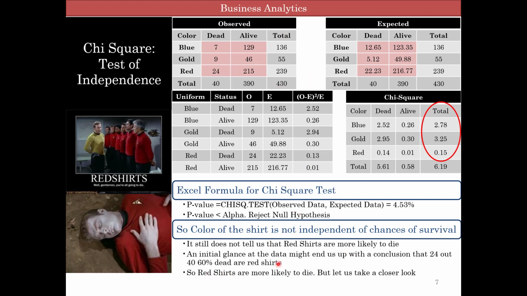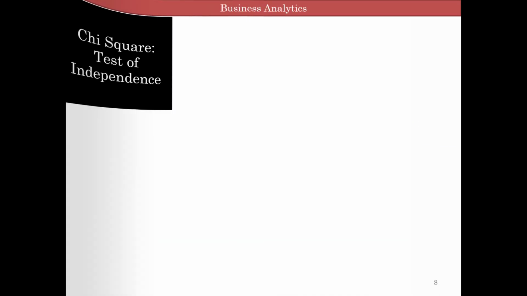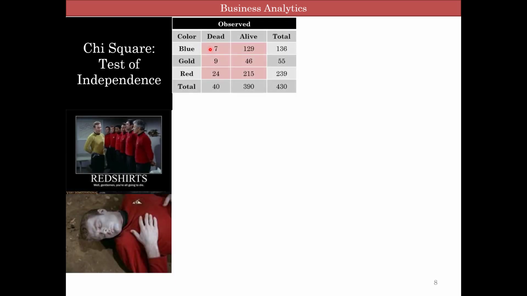So if you actually take a closer look, even though 60% of the dead are red shirts, the question is not if you're dead, are you more likely to have a red shirt. The question is, if you die, what color shirt are you more likely to have, right? So it's a different condition altogether. You're conditioning on the color of your shirt, and you're looking at your chances of dying, not, if you're dead, what is the probability of your shirt being a certain color, right? So we've got to focus on the other side.